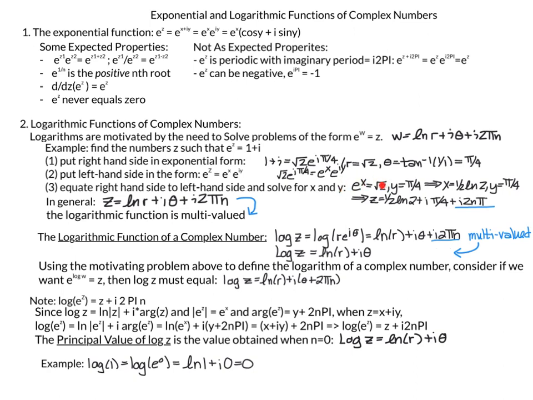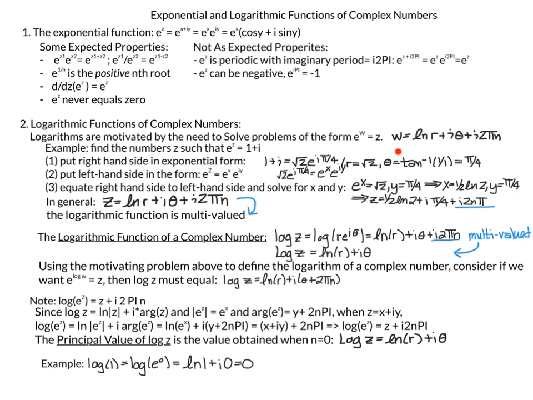So we can take the natural log of both sides and get what we were expecting, which is x is equal to 1/2 natural log of 2. So now z is equal to 1/2 natural log of 2 plus i, and then our y is pi over 4. And one of the things we noticed is that our angle didn't just have to be pi over 4, it could be pi over 4 plus any n times 2 pi. So we needed to add this on, i 2 n pi.